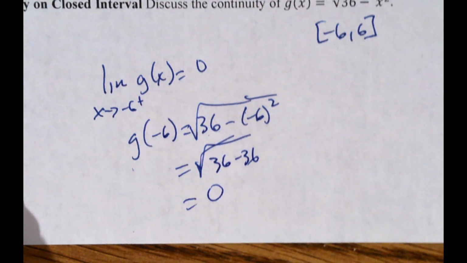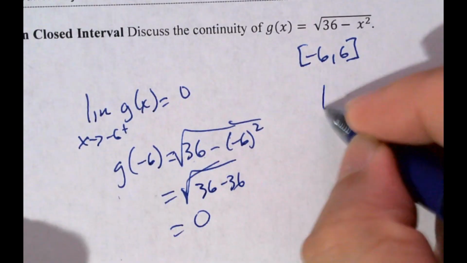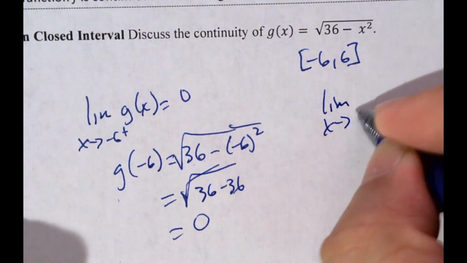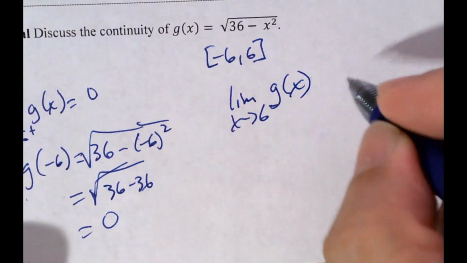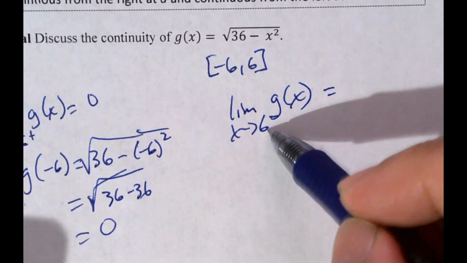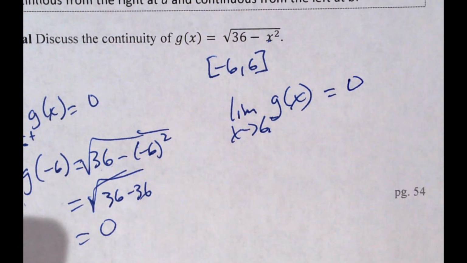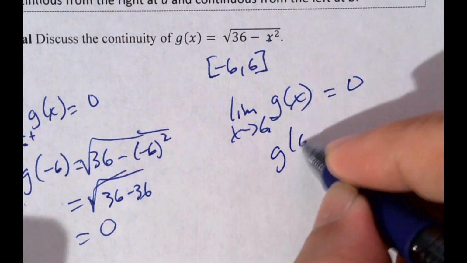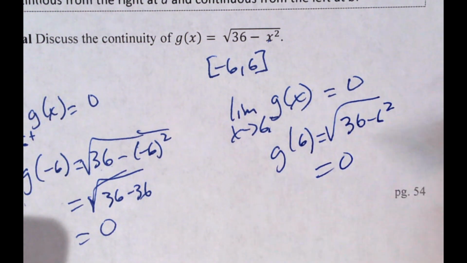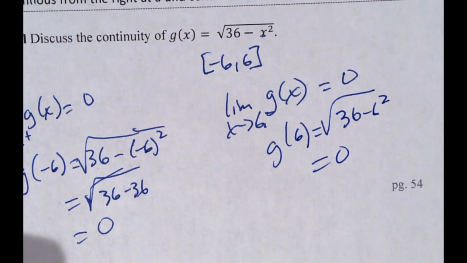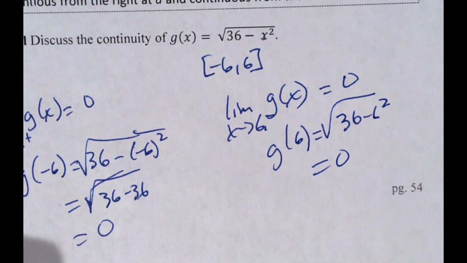Same thing on the other side. The limit as x approaches +6 from the left of g of x equals, if you plug in 6, 0. And g of 6 is equal to 0. 36 minus 6 squared, that's 0. So it's continuous at the endpoints. All right, that's page 54. Let's call it there. That was long enough.